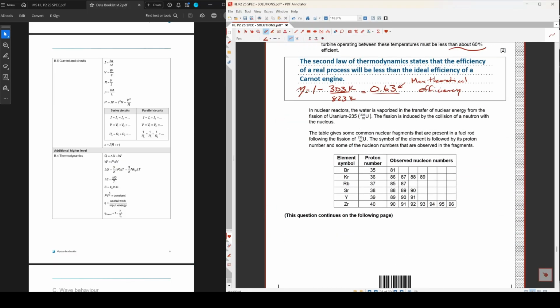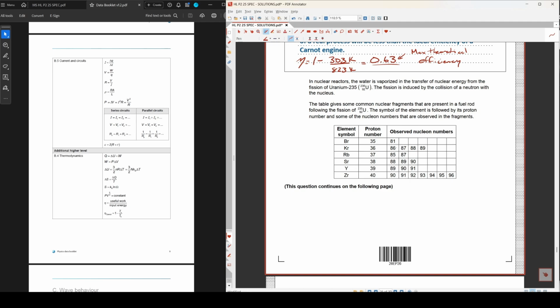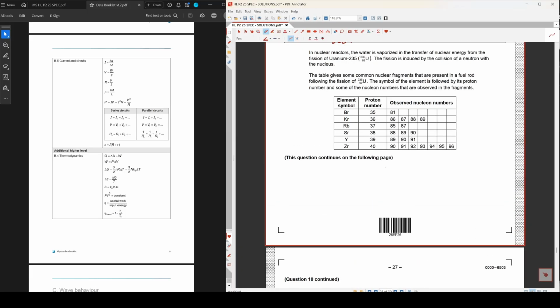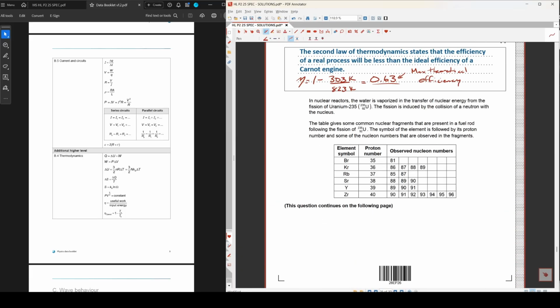Okay, then they give me this whole thing, which I'm basically going to use because you don't get a periodic table. So if I need to figure out an element, I'm going to come back here. And it shows me all the possible isotopes. In a fission, two nuclei are produced together with several neutrons. One of the things produces this guy. State the reaction. Well, okay, let's look at what happens here. The fission is induced. This is an easy thing to mix up, because way up here they tell us this is neutron-induced fission, which is how things work in a nuclear power plant.